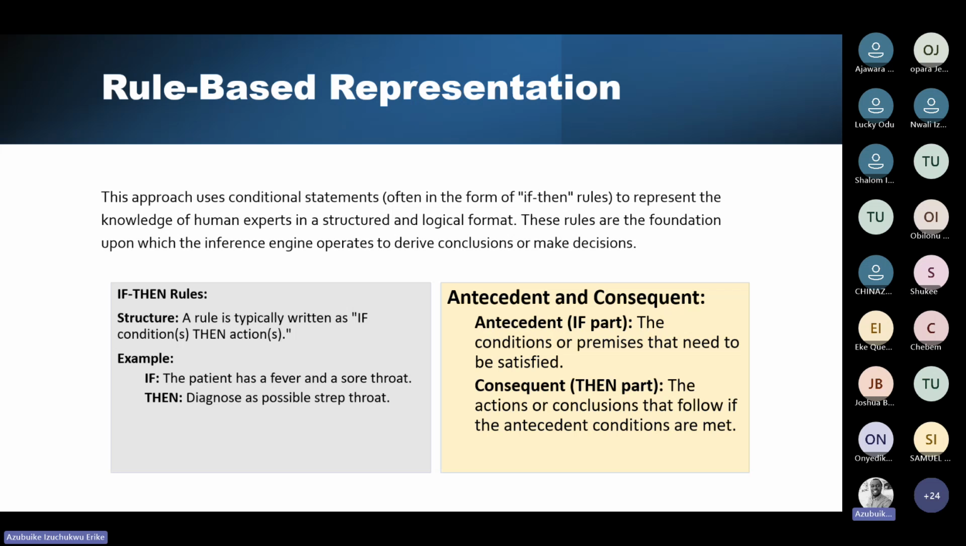Then another thing that we have there is antecedent and consequence. In the area of antecedents, we have the if part, the conditions or premises that need to be satisfied. If it is satisfied, we now have the consequence, which is the then part. The consequence is the action or conclusion that follows if the antecedent conditions are met. So this is the basic thing that we talk about when we are talking about rule-based representation.